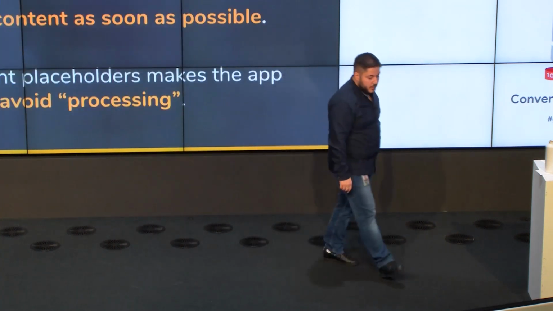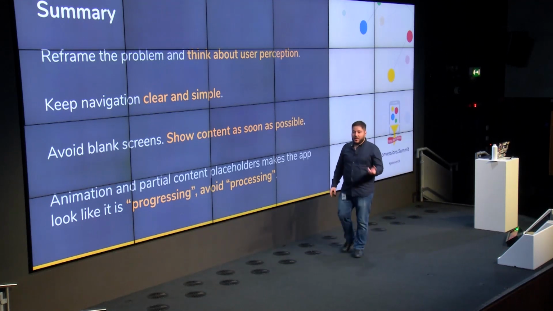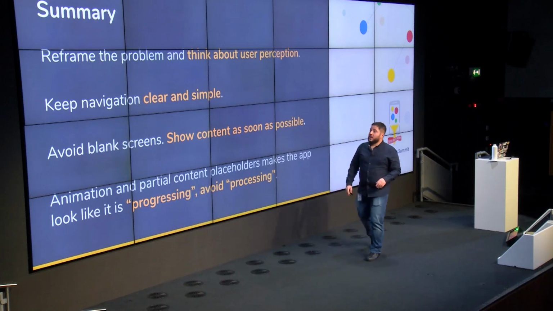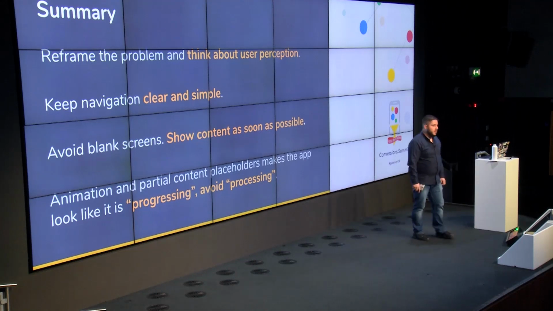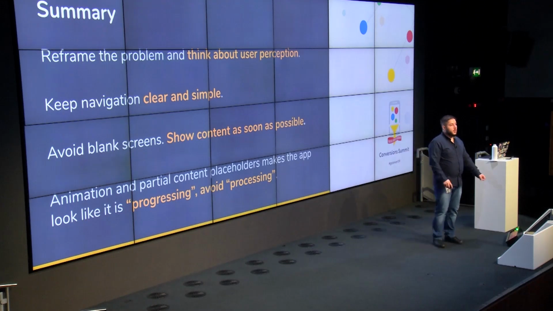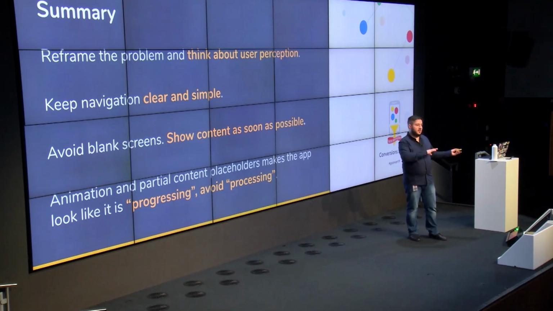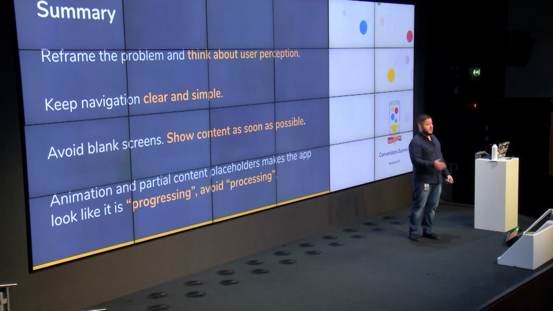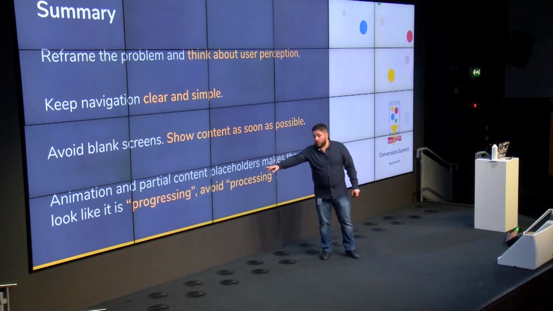So to summarize, reframe the problem. It's not just about how to make things faster, it's how you can make things less annoying for the users. Keep navigation clear and simple. Be as recognizable to the user as possible. Remember the vending machine? That's a nice story to tell. Avoid blank screens and show content as soon as possible. Now, as a designer, on the web, if you're using a custom font, it might partially load a system font and then swap to your font. That looks kind of horrible, but users prefer seeing something rather than nothing. So just show something as soon as possible, and always make sure that you're progressing and not processing.